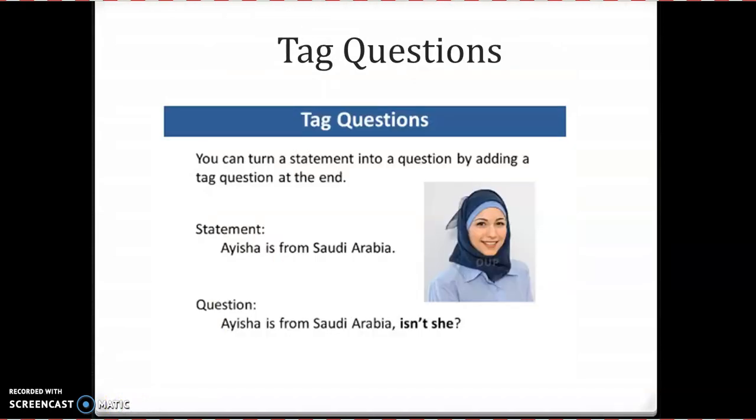You can turn a statement into a question by adding a tag question at the end. Here is a statement. Aisha is from Saudi Arabia. This is how we can ask a question, using a tag question. Aisha is from Saudi Arabia, isn't she?